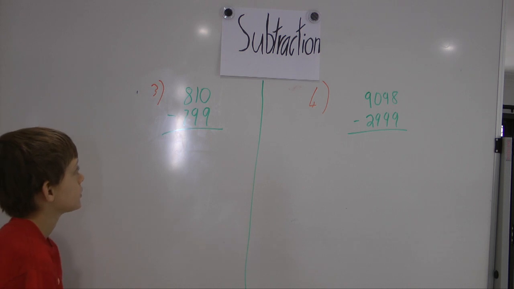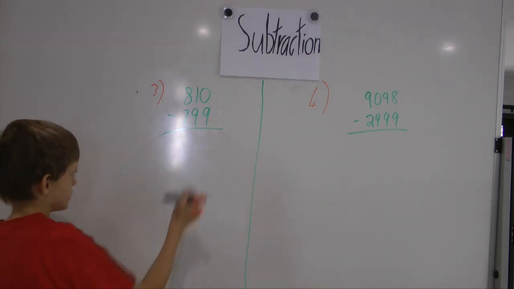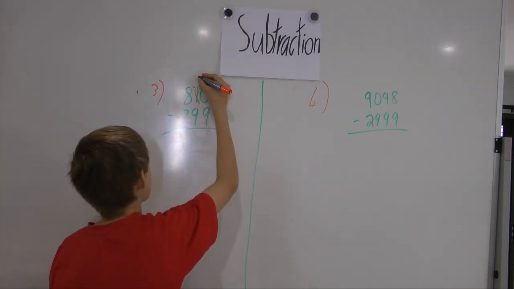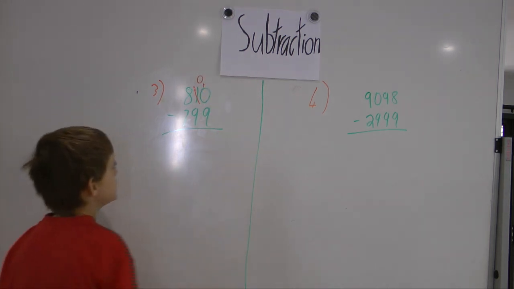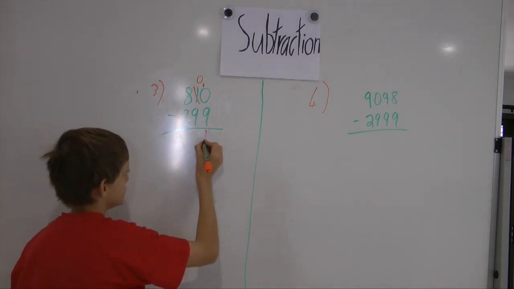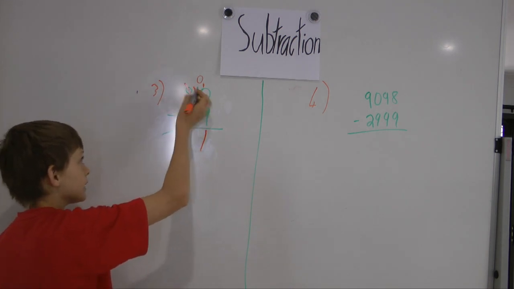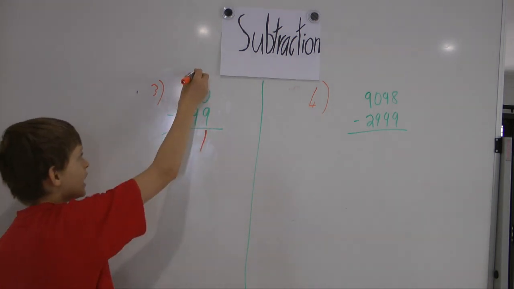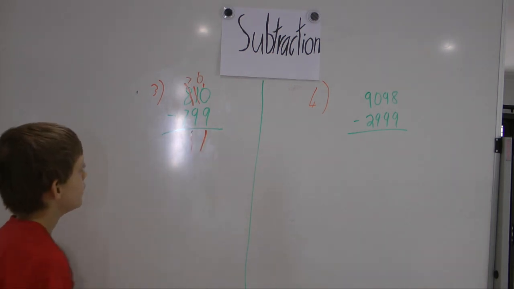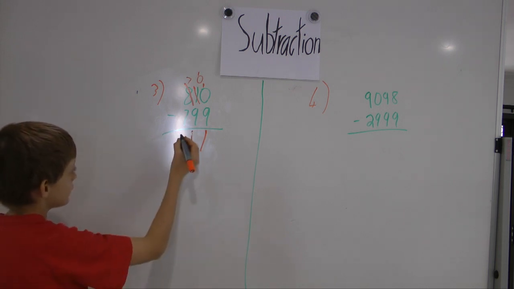Okay, so for question 3, we do 0 minus 9. That is impossible. So you cross out the 1 and make that a 0. Now it's 10 minus 9. 10 minus 9 is 1. Now do 0 minus 9, you can't do that again. Now make that a 7. Now 10 minus 9 is 1. And 7 minus 7 is 0.